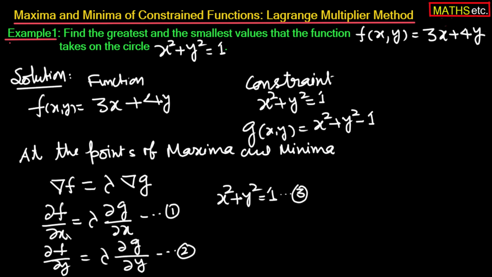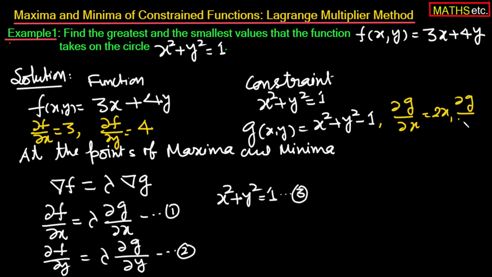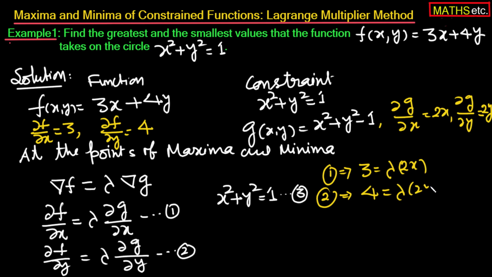So for the partial derivative of f with respect to x, we will use this function. y will be treated as a constant, so the value comes out to be 3, and the partial derivative of f with respect to y will be 4. Similarly, the partial derivative of g with respect to x will be 2x, and the partial derivative of g with respect to y will be 2y. Let us put all these values in equation number 1 and 2. So equation number 1 implies 3 is equal to lambda times 2x, and equation number 2 implies 4 is equal to lambda times 2y.